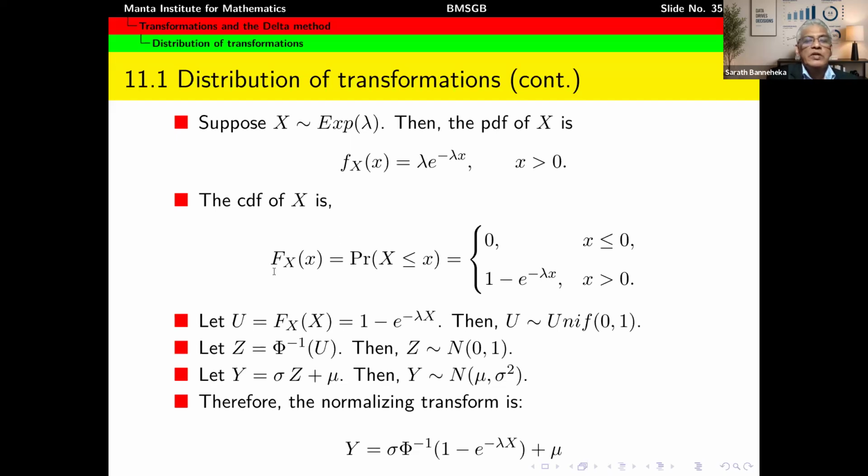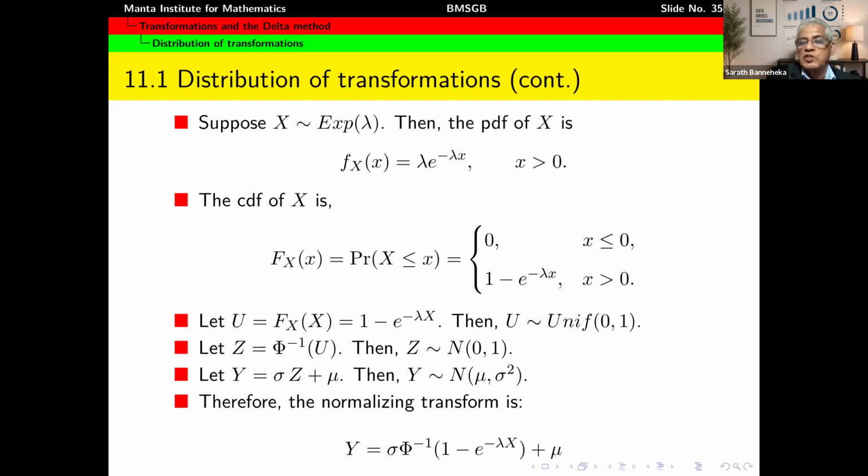Right. So therefore, because X is given by this expression, when you apply the first probability integral transform, U is equal to F_X(X). Right. So F_X(x) is equal to this expression. Therefore, F_X(X) is equal to 1 minus e to the power minus lambda x. Then, of course, according to the theory, we know that U should be distributed as a uniform 0, 1 random variable.